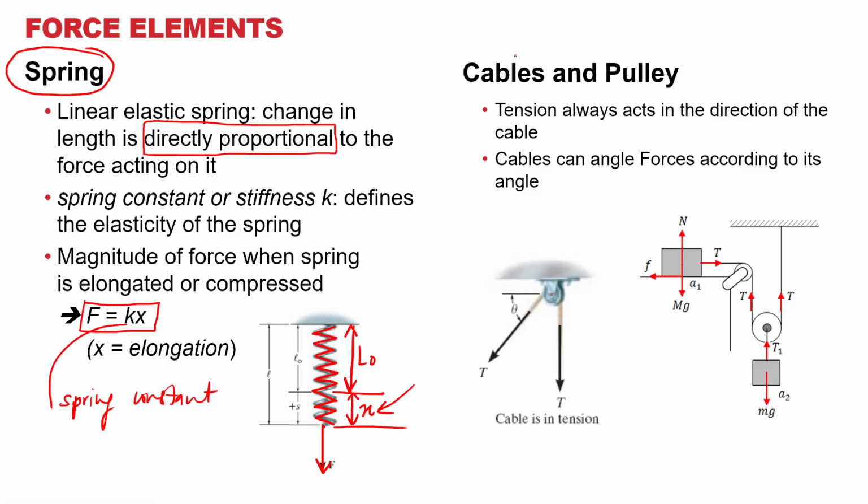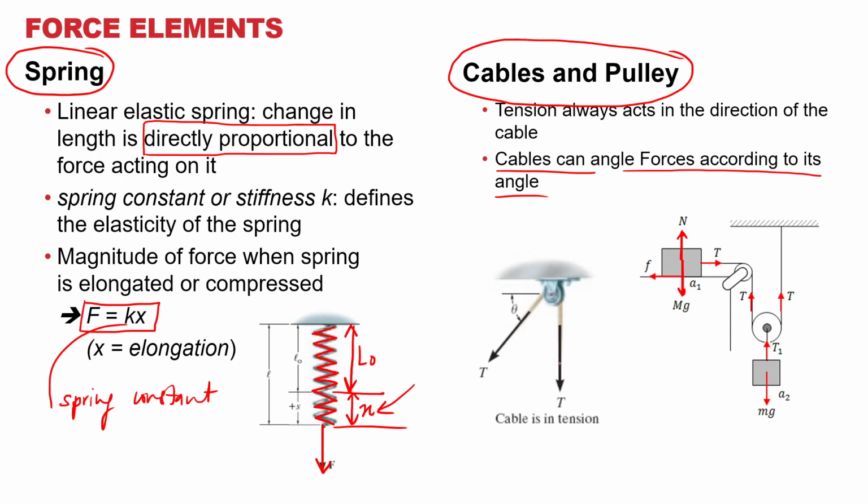So sometimes you're going to see something like cables and pulleys. When you have cables and pulleys, you are going to have forces on it. Okay, now it is being drawn correctly. Mg is going down. Normal is going up. So a good thing with cables, the cable can really change force direction.